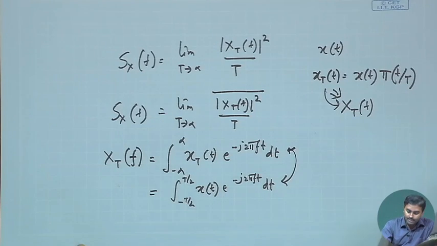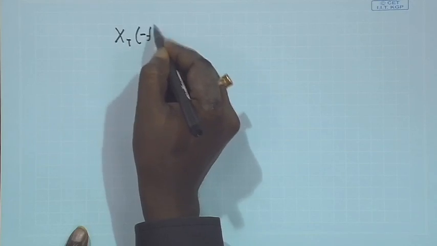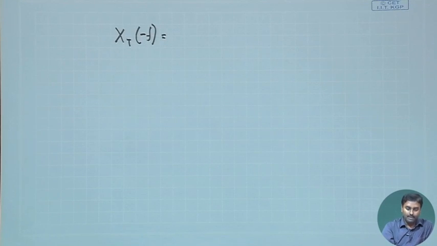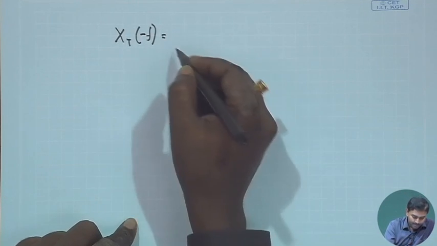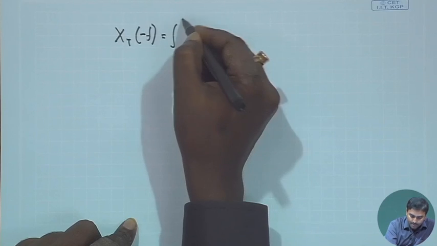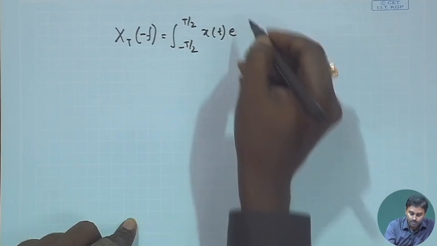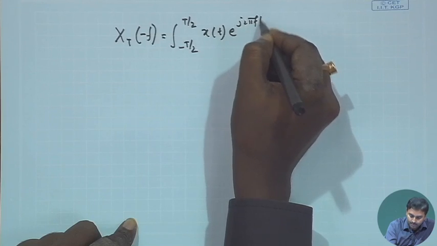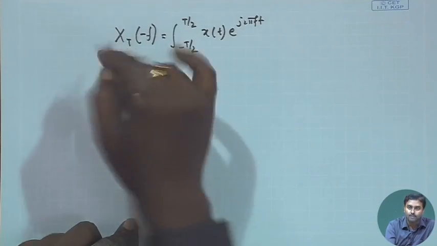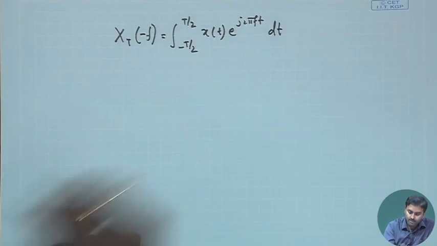Okay. Similarly, I can also define X_T(-f), which will be nothing but the integral from minus T/2 to plus T/2 of x(t) e^(+j2πft) dt, because it is minus f, so minus times minus gives plus.